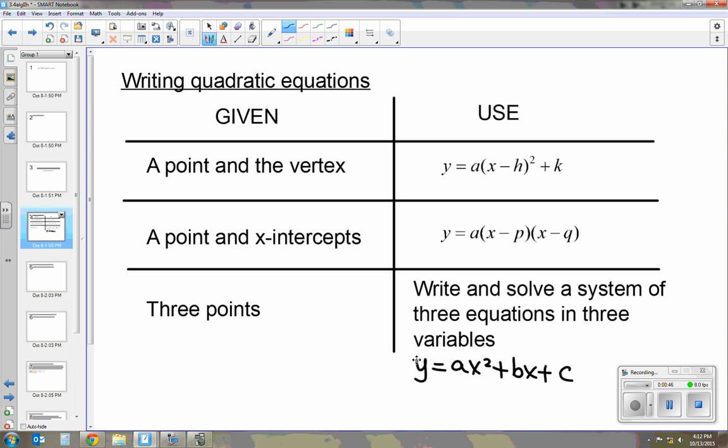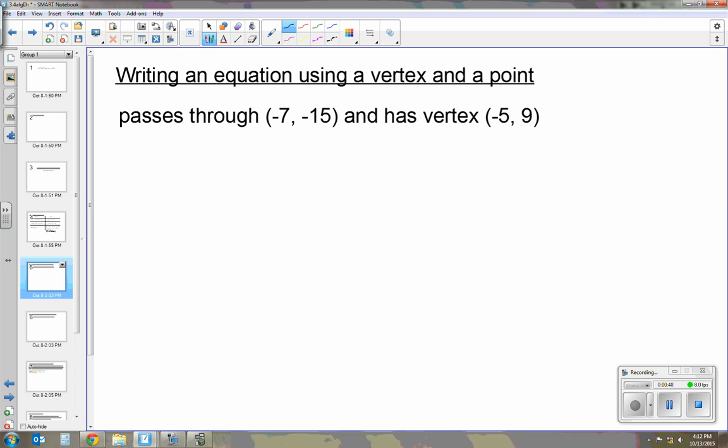Okay, so the first one, I'm going to give you a point and a vertex. So we are going to use vertex form. So let's write that down. We have y equals a times (x minus h) squared plus k. So we have vertex form on here. Now we need to label our information. Our vertex is always h and k. And if I have a point, it's always going to be x and y. So we're going to plug this information in.